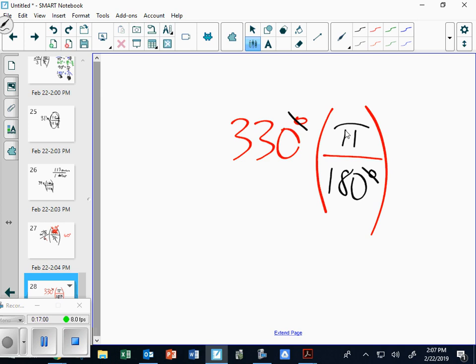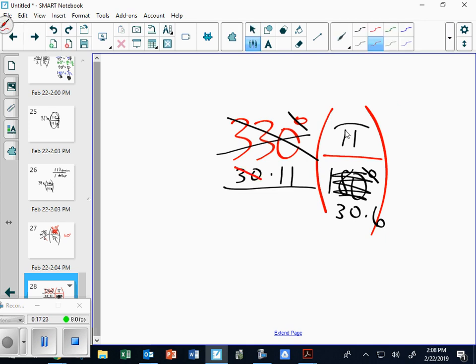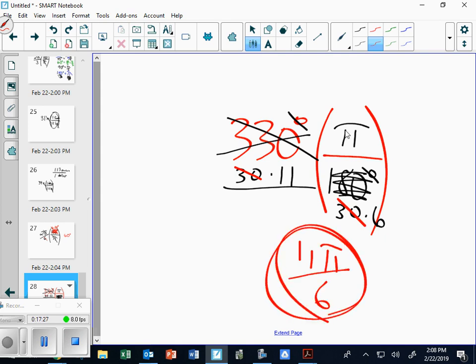Do you remember what hint I gave? True. And this was 30 times what? Excellent. And this would be 30 times what? 6. And then cancel: 11 pi over 6. Raise your hand if you had that one right. Okay, awesome. You are quickly getting good at knowing what radians are.